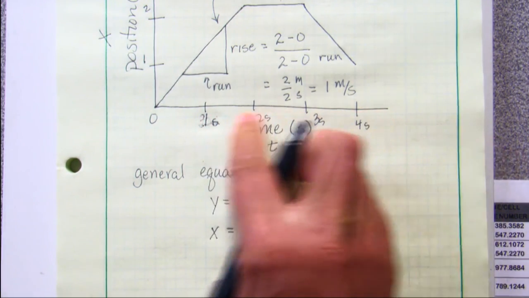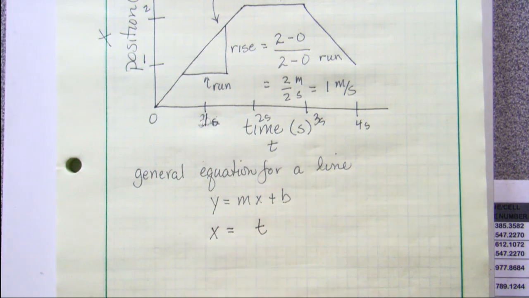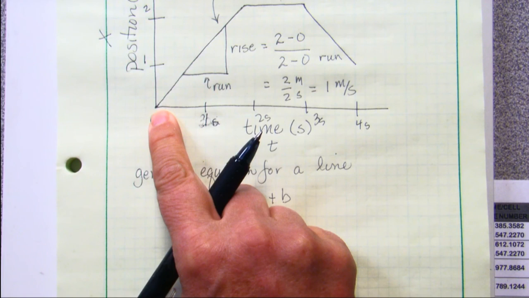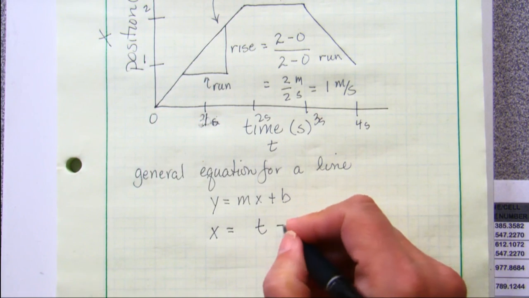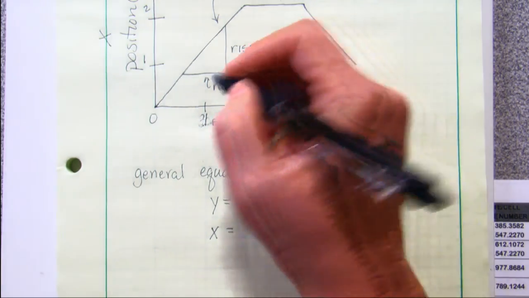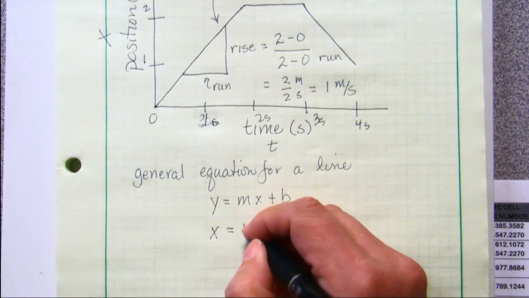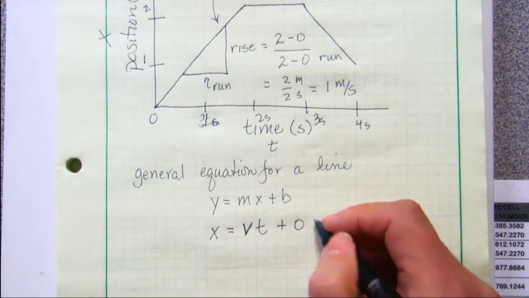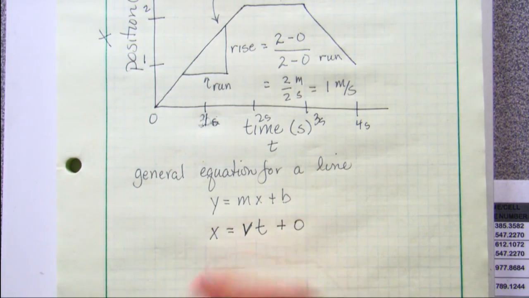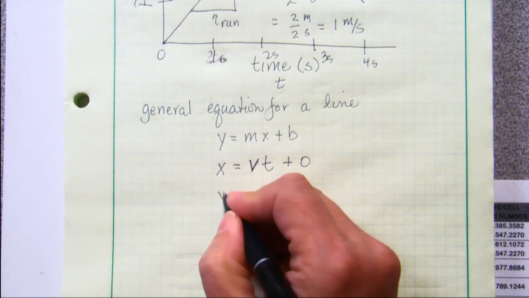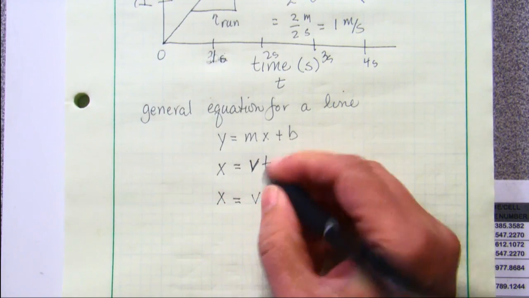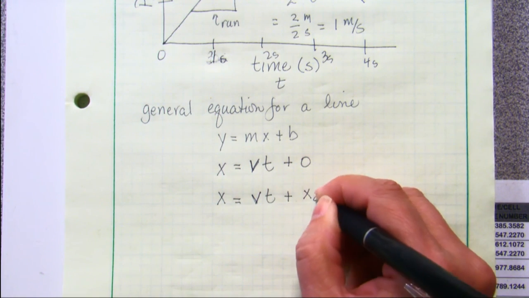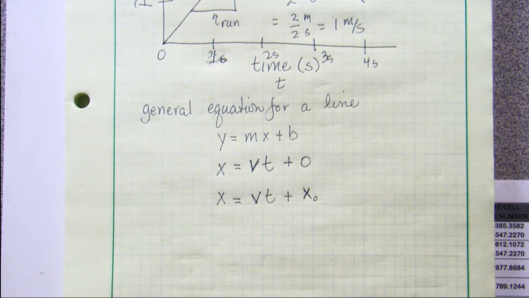And this is my x-axis, so that's t. Our y-intercept was 0, right? My y-intercept was 0, so I've got a plus 0. There's my slope, and we've shown that that slope is v. So we can actually do this as our equation of our line: x is equal to the velocity times time plus my initial position, wherever my initial position was.